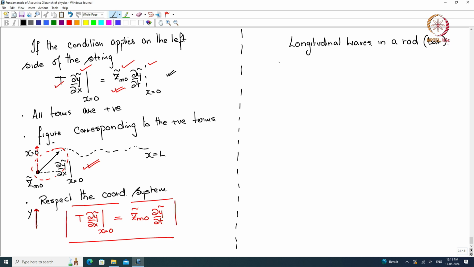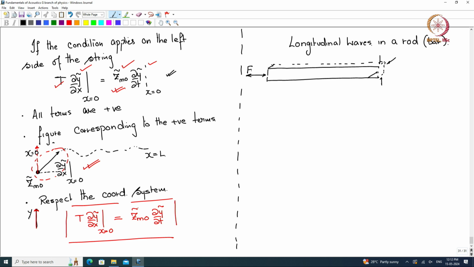Okay. So, there is this rod extending along the x axis. It has some cross section, circular, square, rectangular. However, these transverse dimensions are much smaller than this long dimension. And there is a longitudinal wave initiated. Let's say it is forced in this fashion.